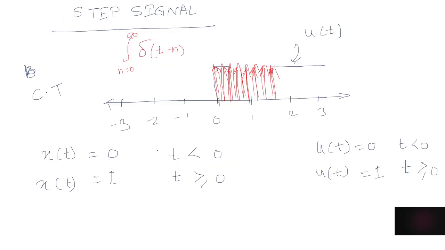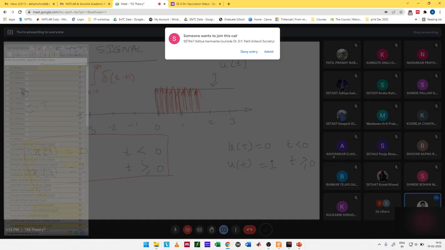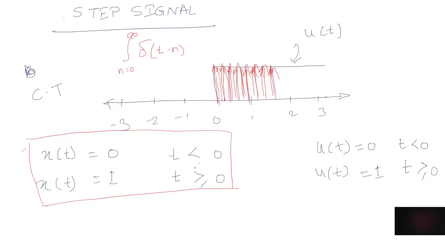Then we have seen what the step signal is. This is the equation for the step signal. X of t will be 0 for t less than 0, for all the negative values of time it will be 0, and from 0 onwards it will have the value 1. That is a step signal. We represent it as u of t, and we write u of t is equal to 0 for t less than 0, and u of t is equal to 1 for t greater than or equal to 0.